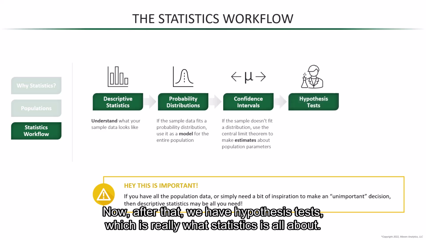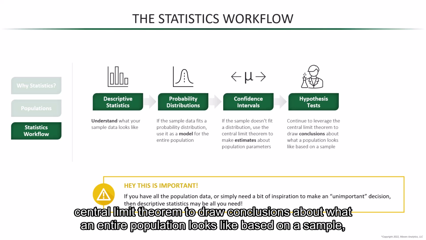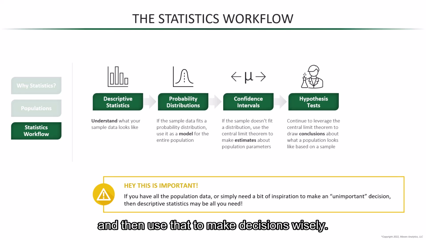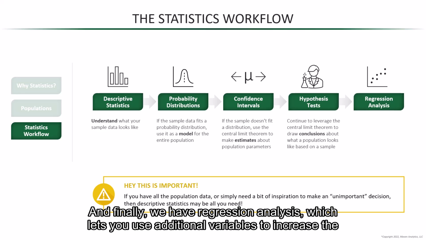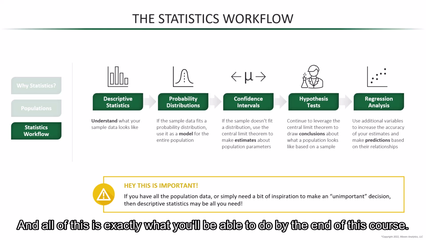Now after that, we have hypothesis tests, which is really what statistics is all about. These are closely related to confidence intervals, which means that we'll continue to leverage the central limit theorem to draw conclusions about what an entire population looks like based on a sample, and then use that to make decisions wisely. And finally, we have regression analysis, which lets you use additional variables to increase the accuracy of your estimates and helps you make predictions based on the relationships. And all of this is exactly what you'll be able to do by the end of this course, so I hope you're excited.